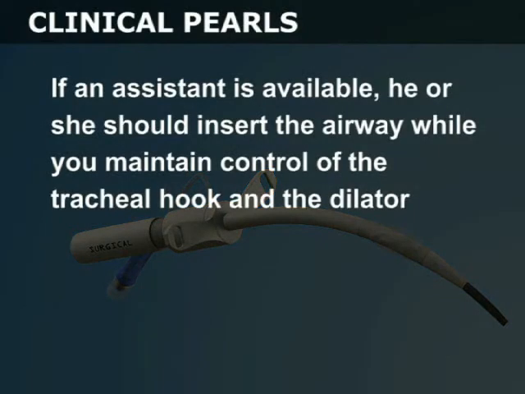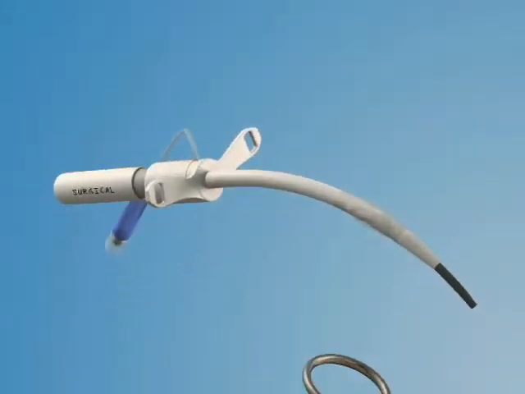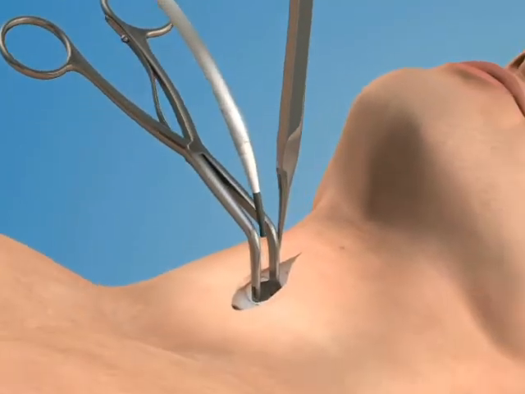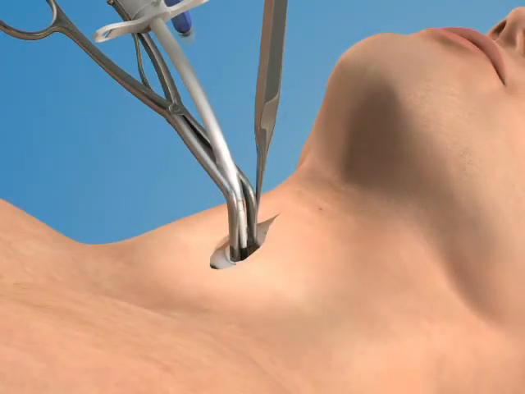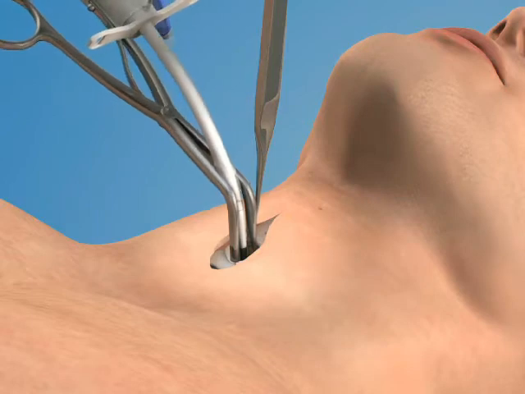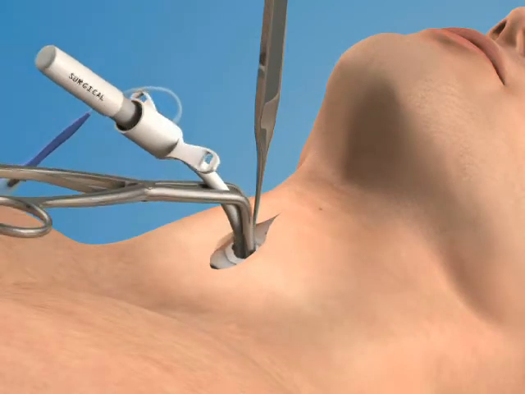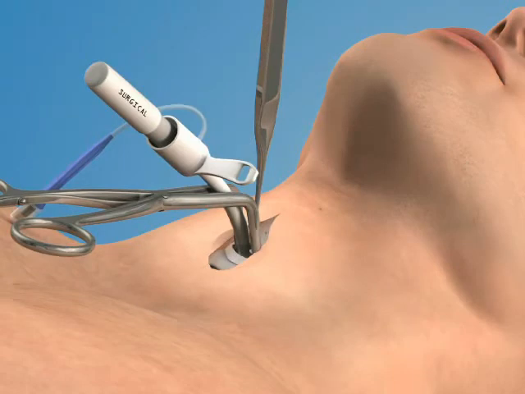If an assistant is available, he or she should insert the airway while you maintain control of the tracheal hook and the dilator. Insert the airway into the trachea so that it is oriented in a plane parallel to the trousseau dilator. Then, rotate the dilator and the airway together 90 degrees while advancing the tube further into the trachea.